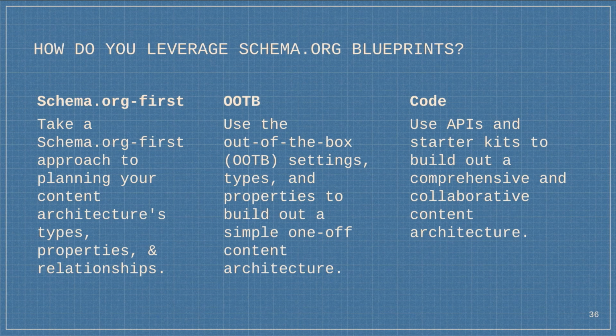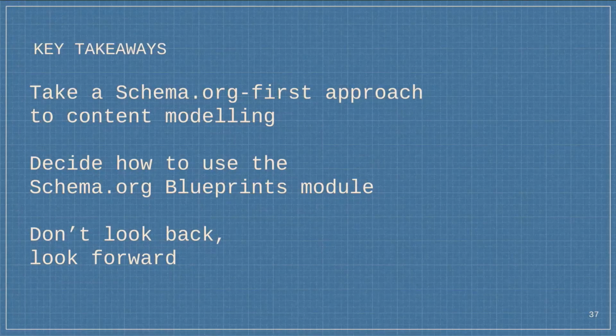And by the way, this is a great example. If you don't want schema underscore as a field prefix, you can change that. You can turn that off. You can change it back to field. But if you're really getting into this and you want to take this type of approach, you're going to have to play with the APIs and starter kits to build out a comprehensive architecture. And I'm just going to reiterate: take a schema.org first approach, decide how to use or not use the schema.org Blueprints module, and just don't look back, look forward. Really start thinking about the future.